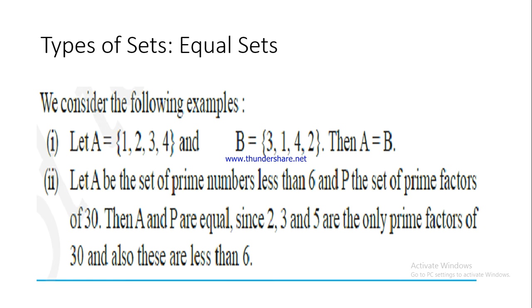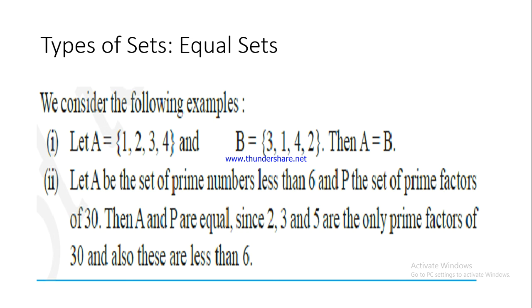We'll take up one example to make you understand this better. The first example is very simple. You can understand A is equal to {1, 2, 3, 4}, B is equal to {3, 1, 4, 2}. Though there is a difference of sequencing, the serial order is different, still the elements are the same. There are 4 elements here, 4 in the other set also, and the elements are also the same. In A there is 1, 2, 3, 4. In B also we have 1, 2, 3, 4, but in a slightly different order. So these two sets are equal.